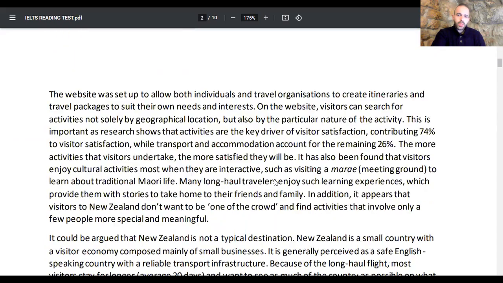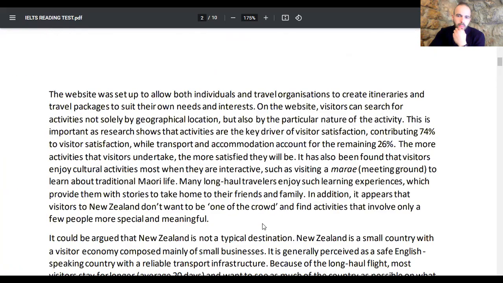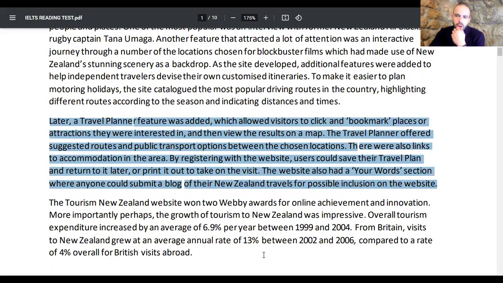So when it comes to number 6, it says the travel planner included a map showing selected places, details of public transport and local what. So as you can see in number 6, we have a lot of keywords, which are travel planner, map, public transport, local. So travel planner is actually discussed in paragraph 4, where I did highlight this.